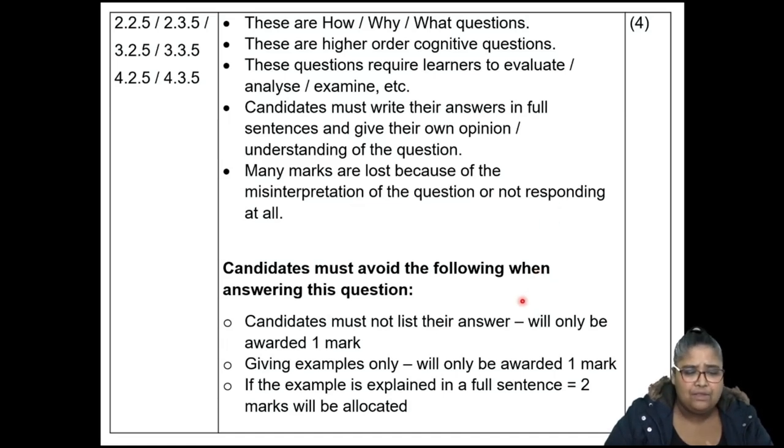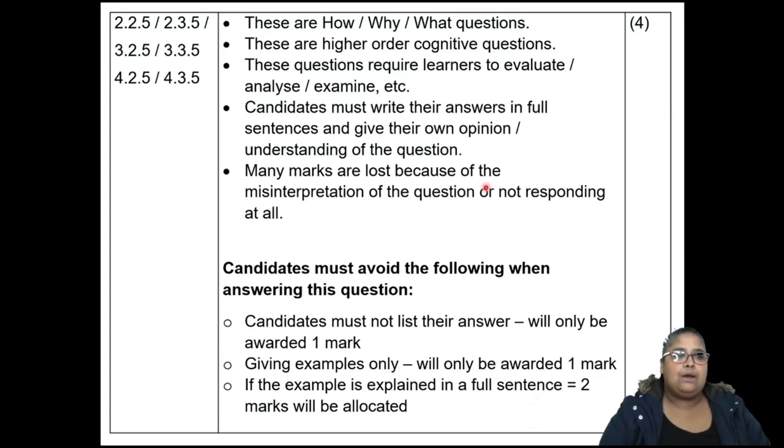So what do you do? Avoid the following when answering this question. Candidates must not list the answer. So this will only be awarded 1 mark. Or, for example, you only give an example. You will only be given 1 mark because you weren't asked for examples of something. You were asked to apply your knowledge of that particular concept, okay? If the example is explained in a full sentence, you will get two marks. So it's not just listing an example, but you're actually explaining it, giving a more comprehensive response to the question.